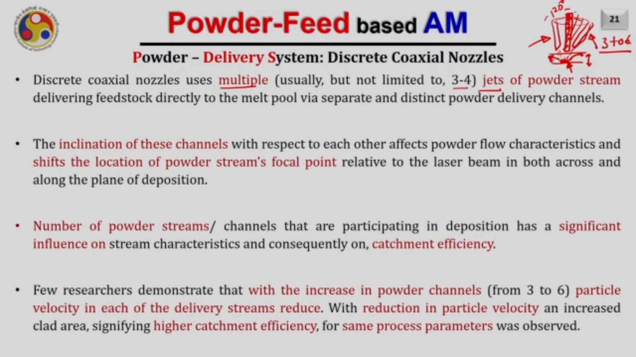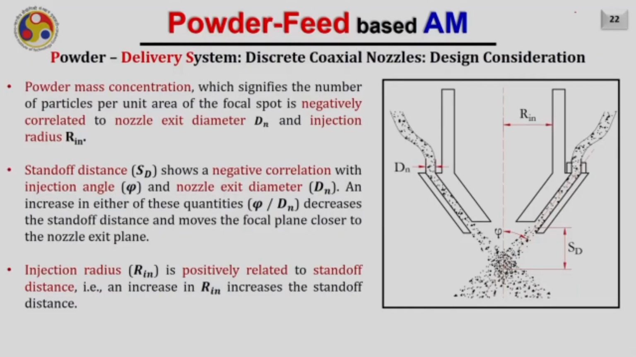So, in this case again we are delivering the powder in a coaxial manner, but here, instead of having a conical nozzle, multiple nozzles are used. So, it is basically an approximation of the conical nozzle, but there are a few advantages of using this type of nozzle. Before that, let us discuss a little bit about the design considerations for a discrete coaxial nozzle.